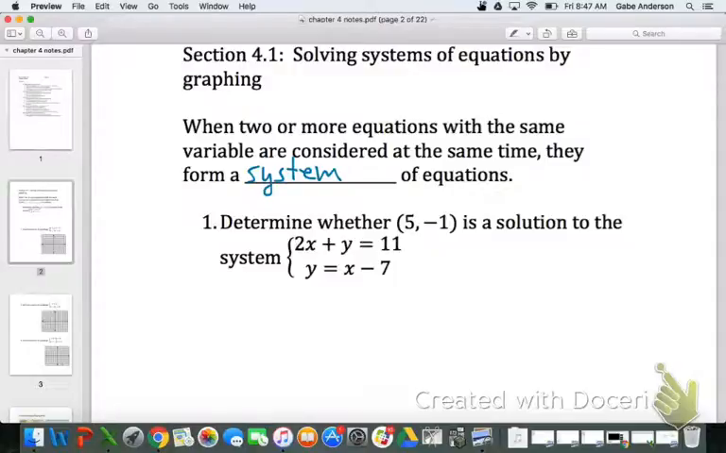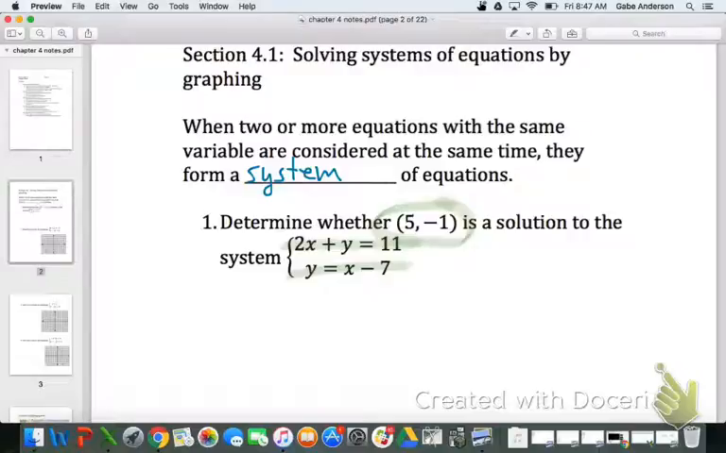And what does it all mean? Like what do we do with that and how could we use it and apply it to some situation that could be helpful? So the first thing we're going to do is really the thing we always start off with, learning how to check a solution. And so we've got a system right here. The system is 2x plus y equals 11. So this would be like line number 1. Here's line number 2. y equals x minus 7. So you got 2 lines right there. And we are being told that (5, negative 1) might be a solution to this system.